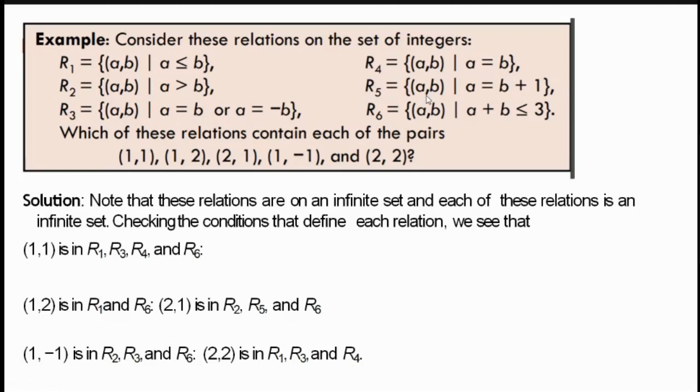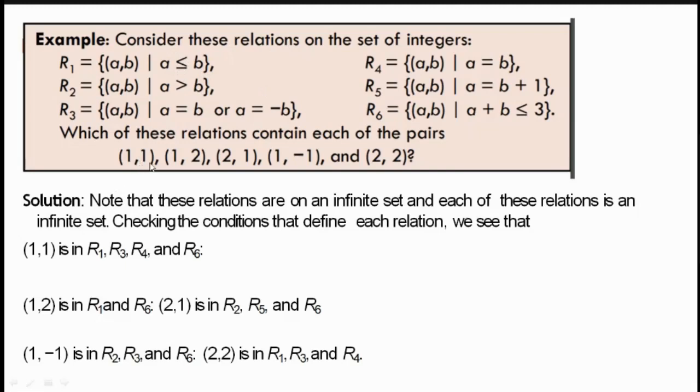Next is R6. (A, B) is the pair you can form if the sum of A and B is less than or equal to 3. In these cases, these are the different rules that were framed. Which of these relations contain each of these pairs? So for 1 comma 1, A is equal to B, so R3 holds. R4 will also hold. And 1 plus 1 is equal to 2, so A plus B is less than or equal to 3, and this will also hold. And A less than or equal to B will also hold.